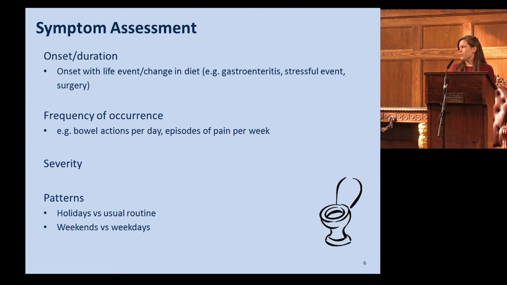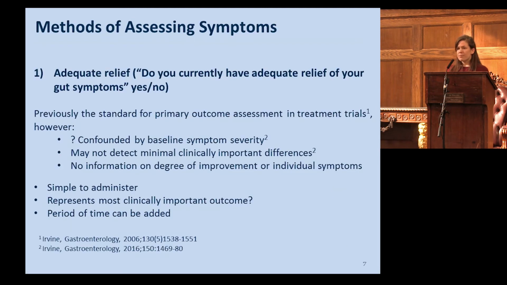So there are various methods that we can use to assess patient symptoms at the start and at the end of our interventions. And these can be used in research and in clinical practice. So first of all, you've got the adequate relief question, or the global symptom question. And this is usually, do you currently have adequate relief of your gut symptoms, yes or no? So it's a dichotomous outcome that can only say yes or no. And this was previously regarded as the standard for measuring symptoms in clinical trials of functional bowel disorders or of IBS, or in IBS trials.